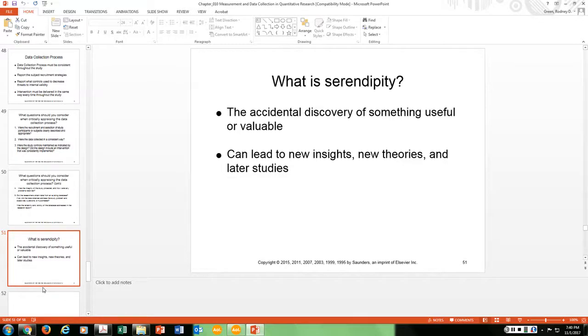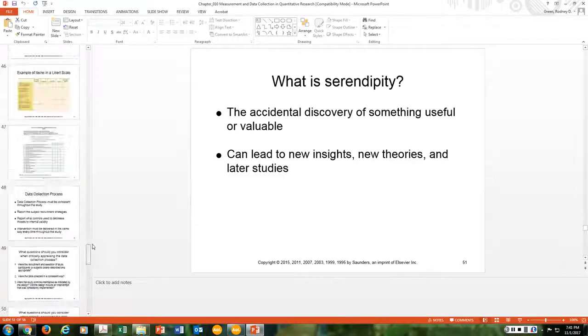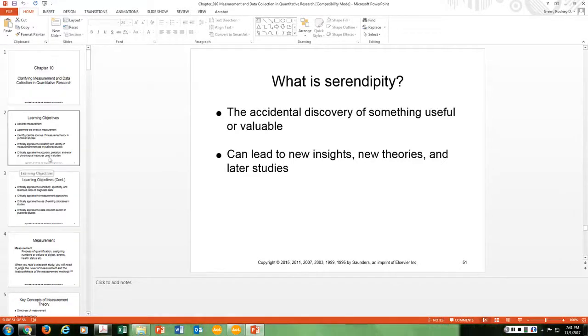This is a word you should know. What is serendipity? Serendipity is the accidental discovery of something useful or valuable when you're not looking for it. It can lead to new insights, new theories, and later studies. So let's go back to the beginning. Okay.